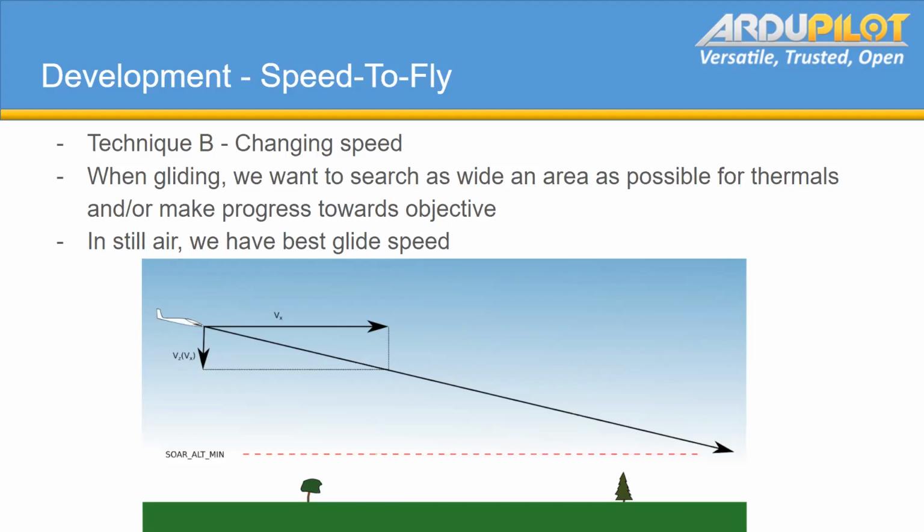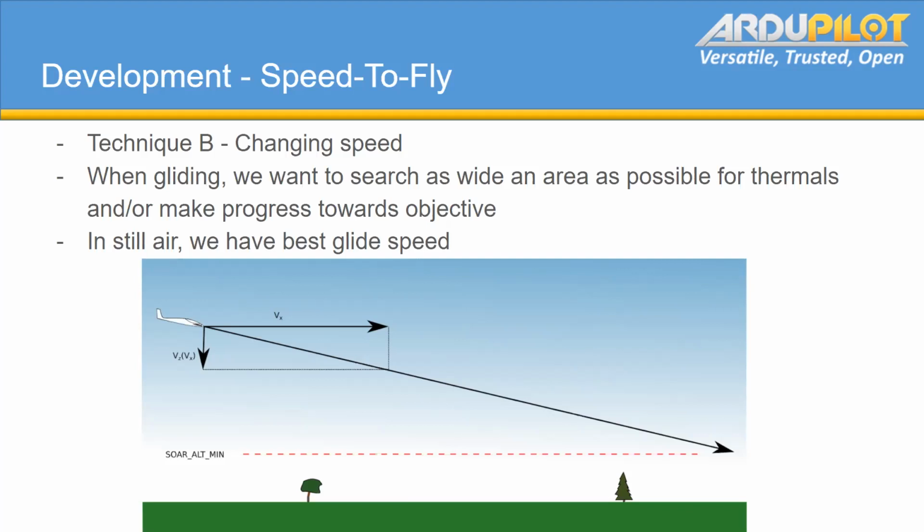So whenever we're gliding from a given altitude, what we really want to do is maximize how far we glide, because that will give us two things. It will give us the widest area possible for detecting thermals. So the further we glide, the more chances that we actually intersect a thermal and start to exploit it. But secondly, we also probably want to make some kind of progress towards whatever objective we have in our mission.